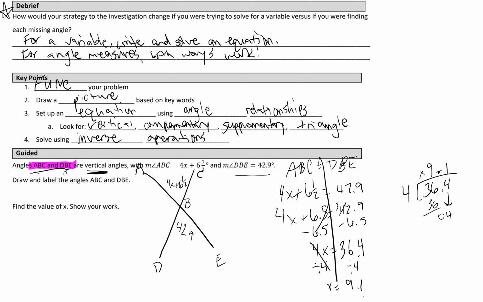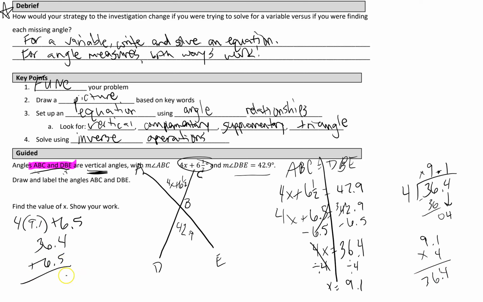If I wanted to be really, really sure of myself, I could take this 9.1 and substitute it back in. So 4 times 9.1. I'm substituting into this expression over here, plus 6.5. I can go to my scratch work. I get 36.4 plus 6.5, and I'm hoping to end at 42.9. Awesome. So that tells me that my final answer down here was correct.